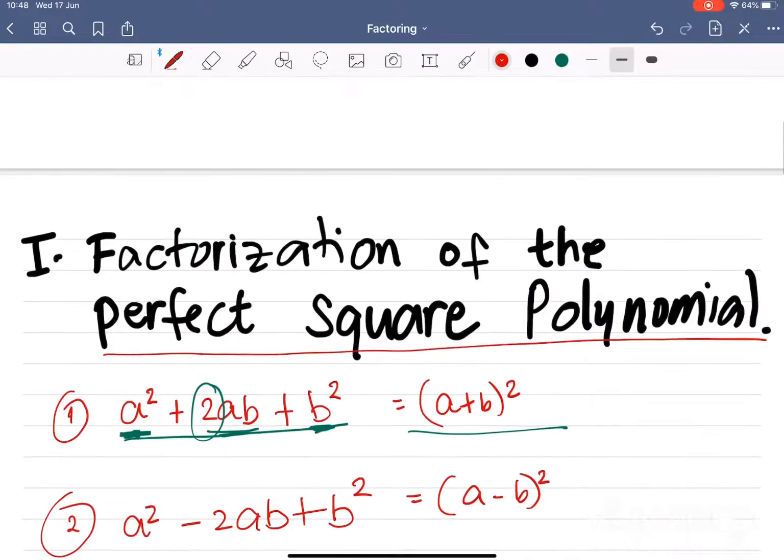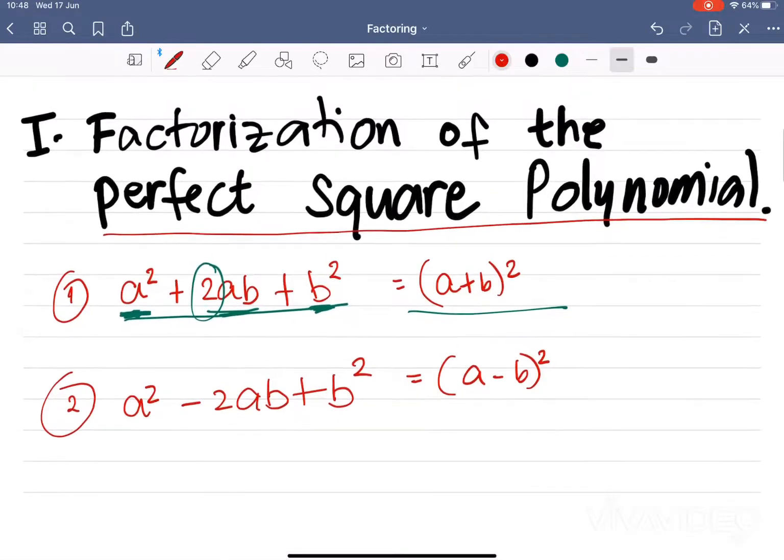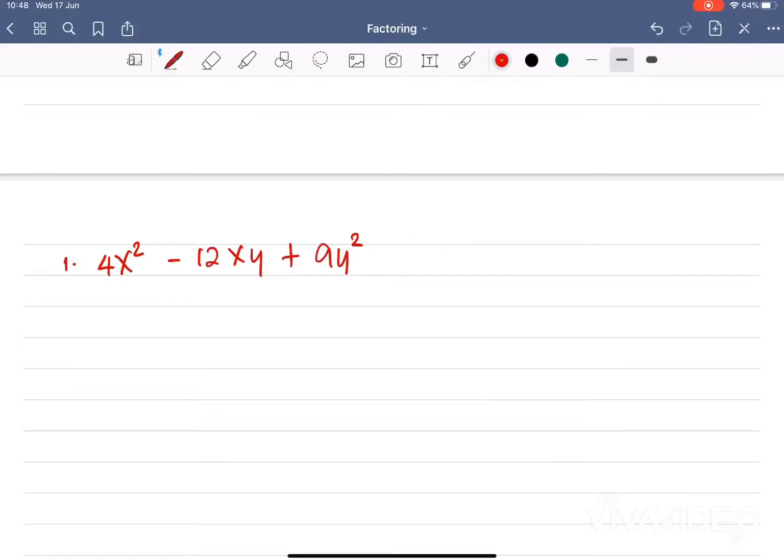Now, let's discuss formula number 2. For formula number 2, we have here a polynomial still, but we have the negative symbol there. So same with number 1, only that it's minus after the first term. So that can be written in the form a minus b quantity squared. So let's have this example here. First, our first term can be expressed as 2 squared x squared, minus 12xy, plus 9, which can be expressed as 3 squared y squared.